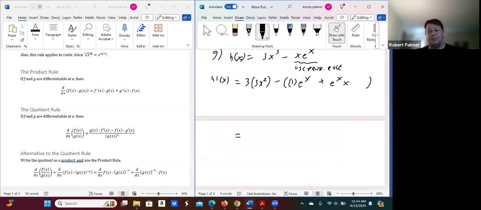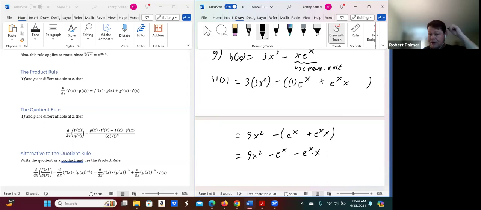Okay. Then simplify everything we can. All right, so 3 times 3 is 9. We have 9x squared. And then we have minus e to the x plus e to the x times x. And since we have a negative, distribute the negative through, and now we have 9x squared minus e to the x minus e to the x times x. And that's my derivative of that function. Okay.